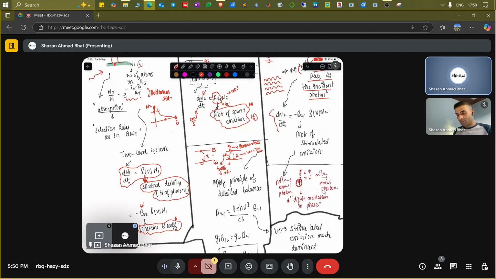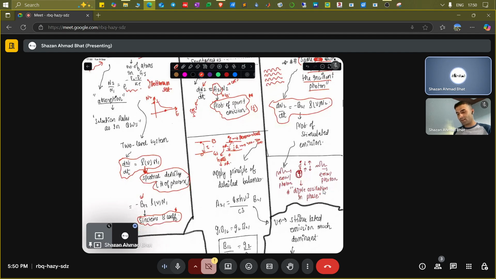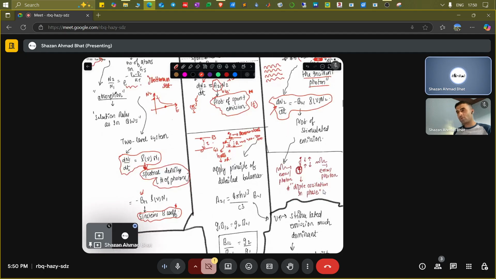And for this system, again, you can write a rate equation, given by a differential equation, which is the variation of the N2 population with respect to time, and depends upon a certain coefficient, the B21 coefficient. These coefficients were first described by Einstein, so they are also called Einstein coefficients. This gives the probability of stimulated emission.